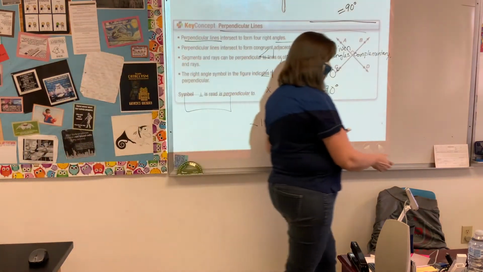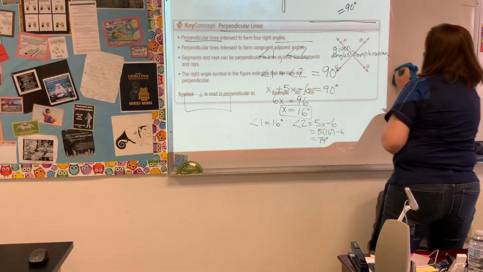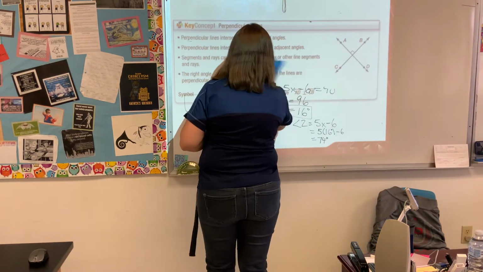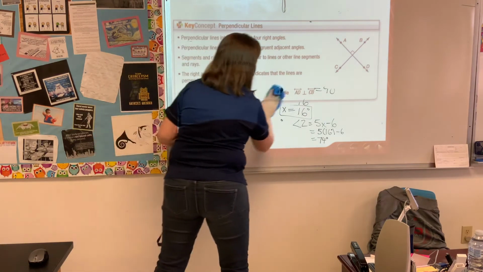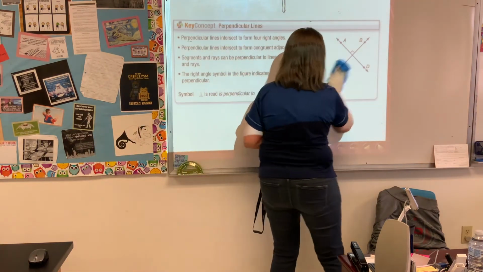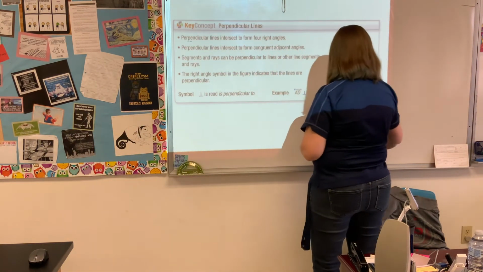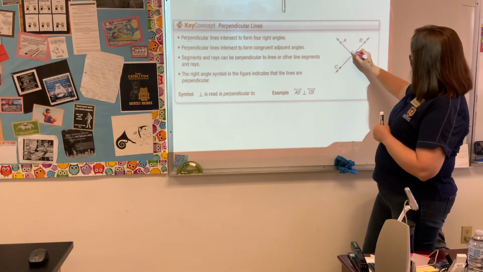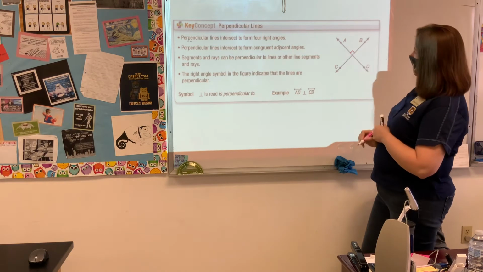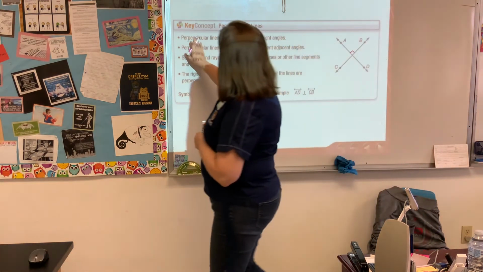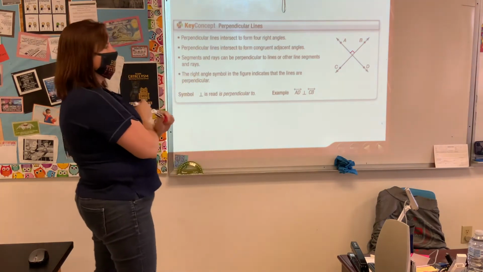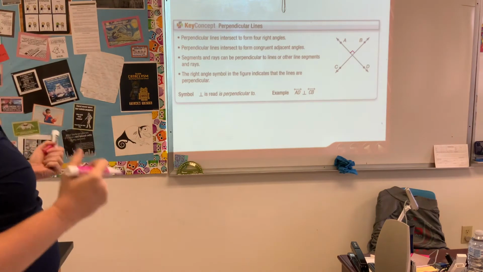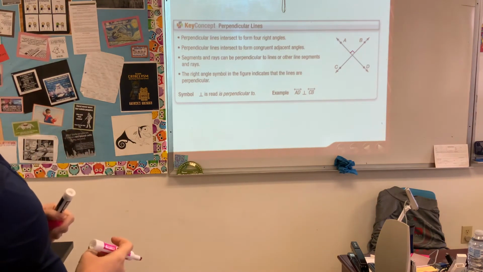Okay, let's get rid of all this. Perpendicular lines. Perpendicular lines are those where we have things meeting at a 90-degree angle. And whenever you see this 90-degree angle, you're going to see this little box in the corner right there. Perpendicular lines will intersect so that they actually form 4 right angles. Each of those 4 angles will be right angles.